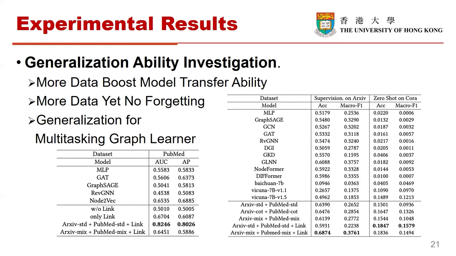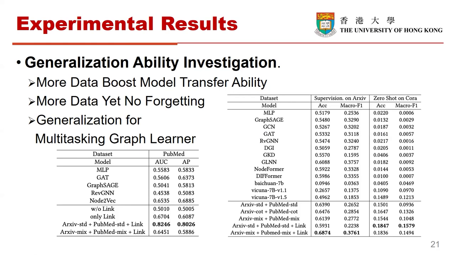We also have some interesting observations. The first is that more data will boost model transferability, which means there are significant improvements in the zero-shot settings if we use more data. Also, our GraphGPT will not forget what it learned before, which means training our GraphGPT on multiple datasets, it will benefit and learn from the multiple data sources.